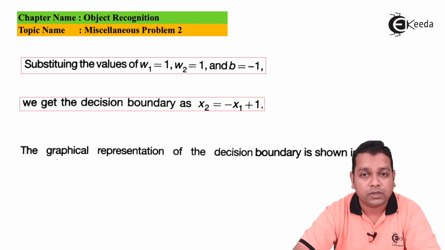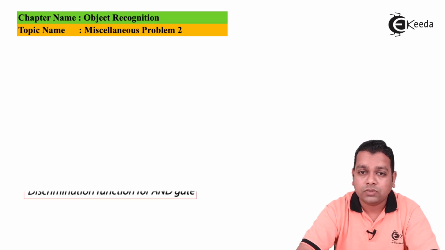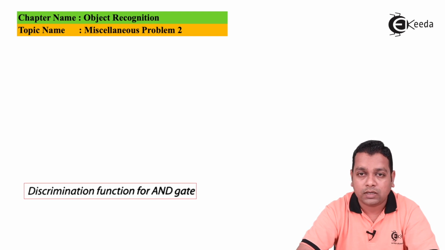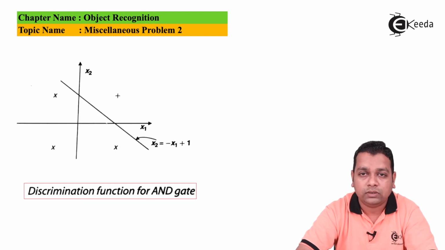The graphical representation of the decision boundary can be shown with the help of the next figure. Here we have the discrimination function for the AND gate. The two axes are marked with x1 and x2, and you can see the line shown with x2 equal to minus x1 plus 1. Thus the perceptron network is trained for the AND function as per the given problem statement. Similarly, it can also be trained for the OR function.